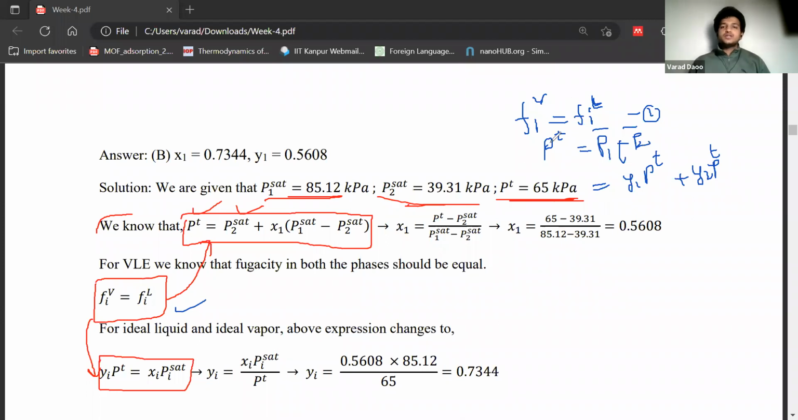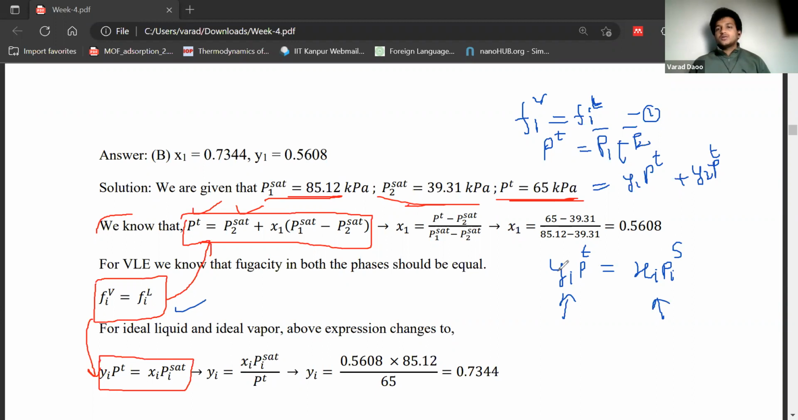And what will be the fugacity of the vapor phase, right? Fugacity of the vapor phase will be what? Y component is YiPt. That has to be equal to what? XiPis, right? So this is for the ideal vapor, and this is for the ideal solution or ideal liquid.